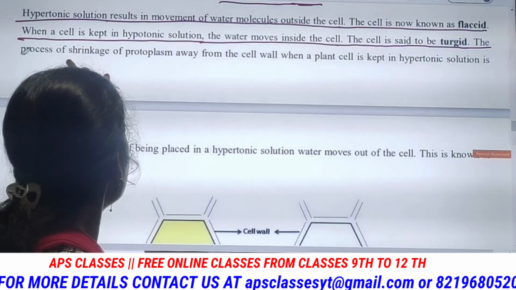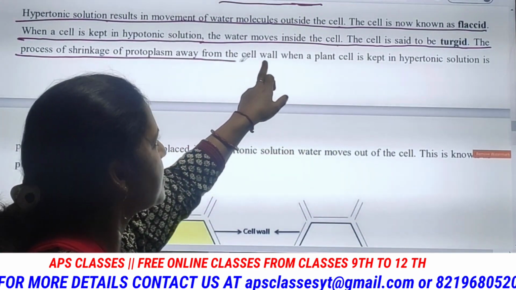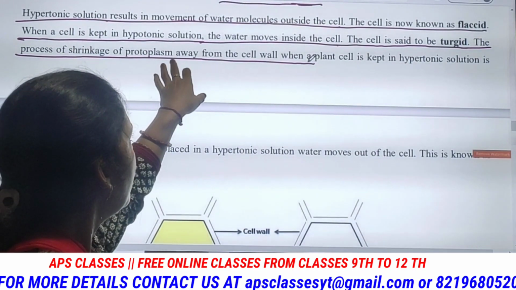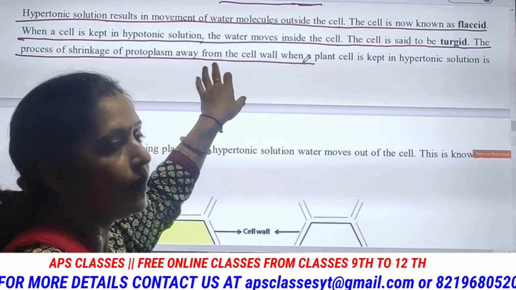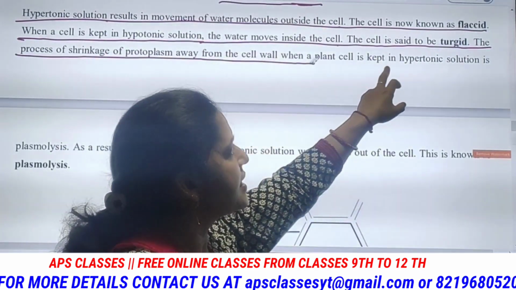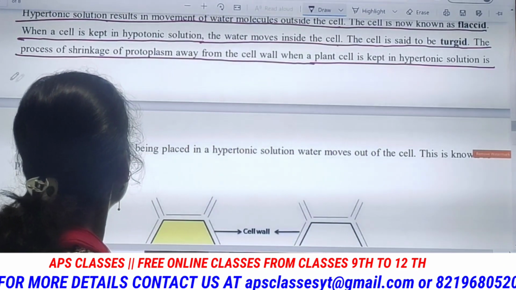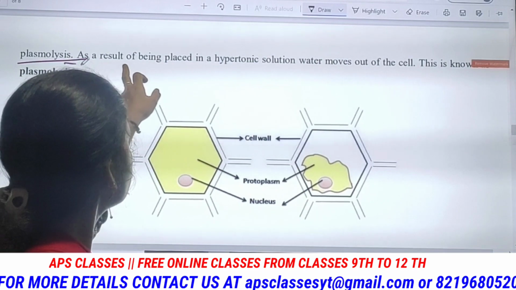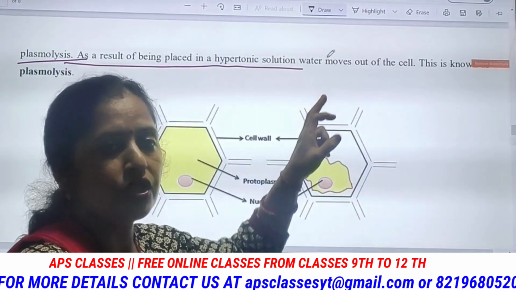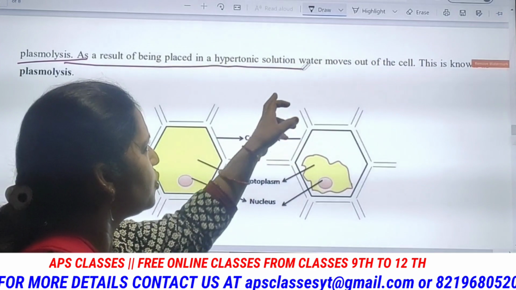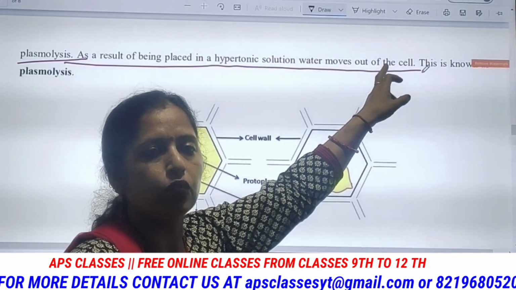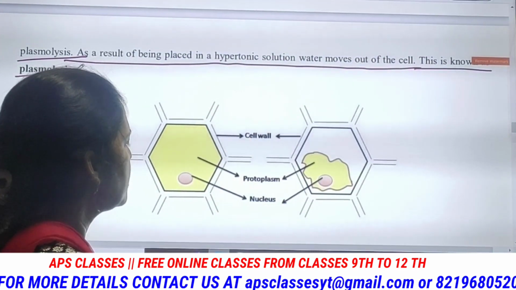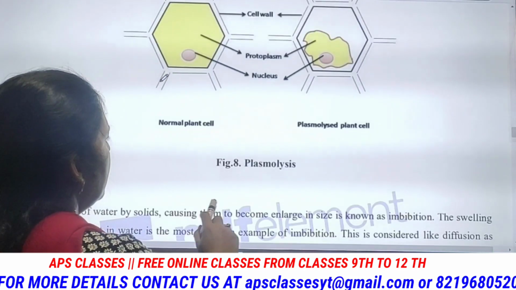What is the cell called at that time? Turgid. The process of shrinkage of protoplasm away from the cell wall, when a plant cell is kept in hypertonic solution, is known as plasmolysis. What is that process called? Plasmolysis. As a result of being placed in hypertonic solution, water moves outside of the cell. This is known as plasmolysis.